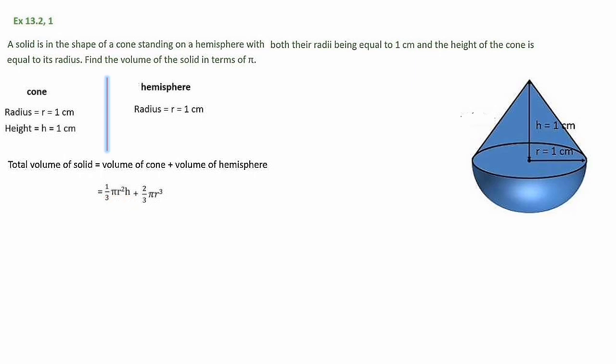So let's substitute the values of r and h here. That is 1 by 3 pi into r and h, we know both are 1 centimeter. So 1 square into h is 1, plus here 2 by 3 pi r cube.